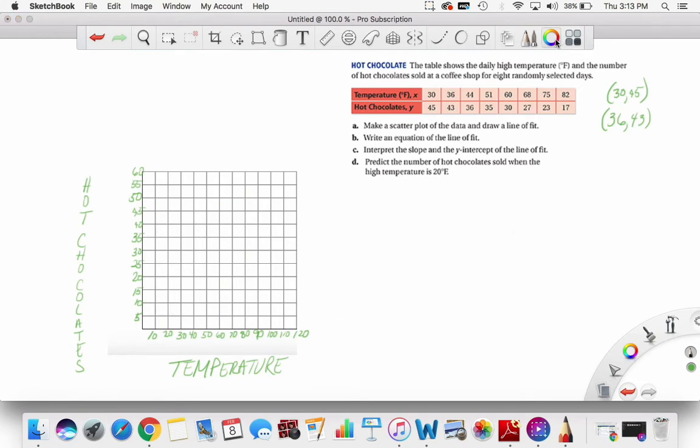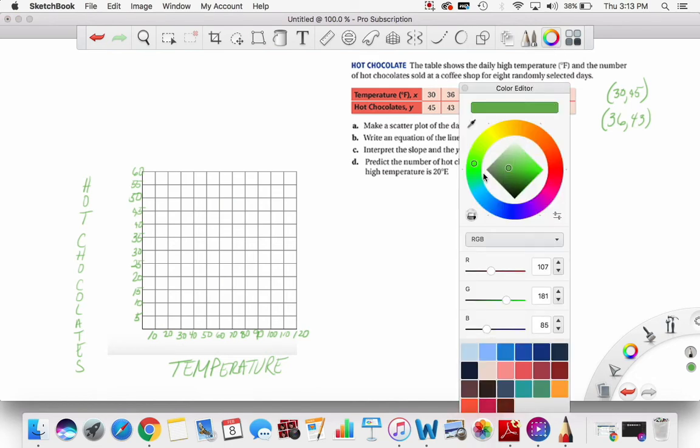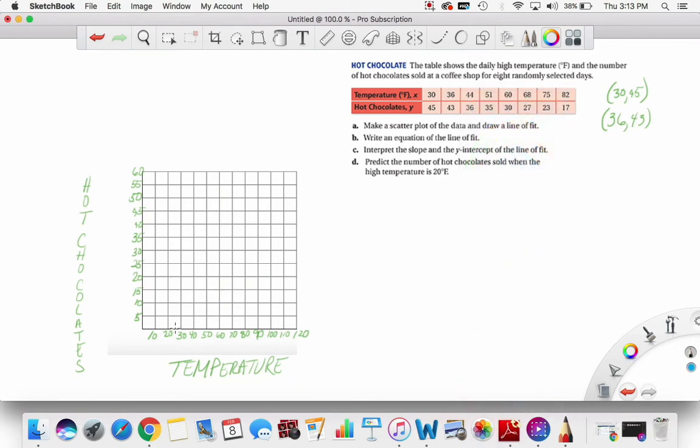Let's change colors. Let's go with this color right here. All right, and 30, 45. So I'm going to go to the x-axis, go to 30, and go up to 45 on the y-axis. Right there. I have 36, 43. So 36 is a little more than halfway between 30 and 40, and then we're going to go up to 43. So that's about right there. Now it's not going to be exact, but it's okay.